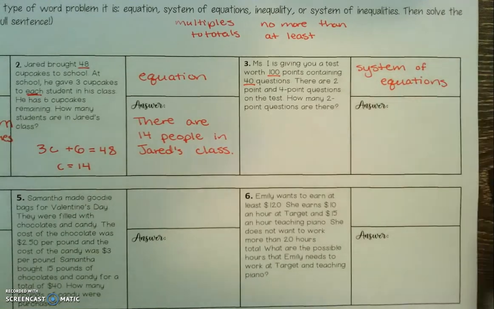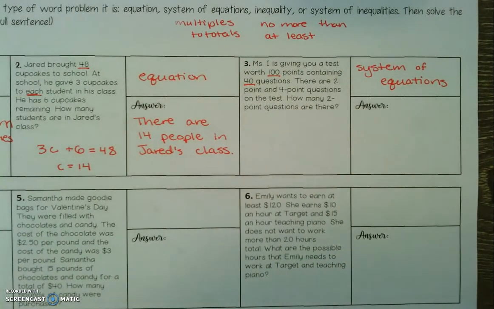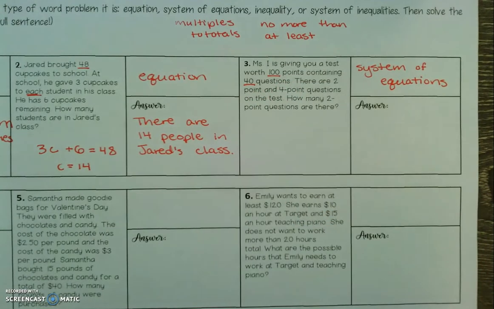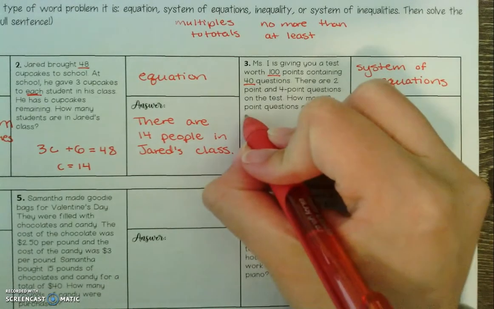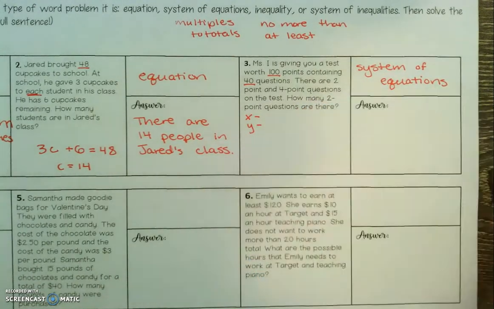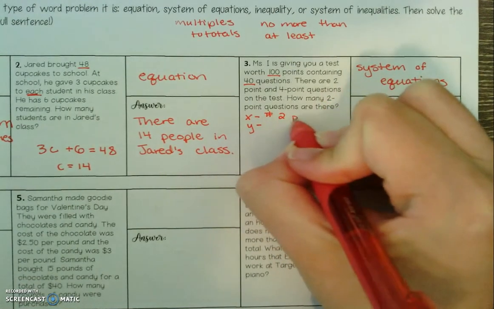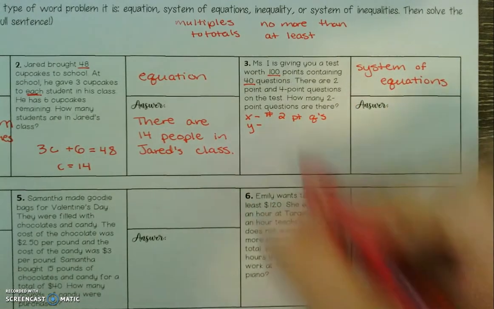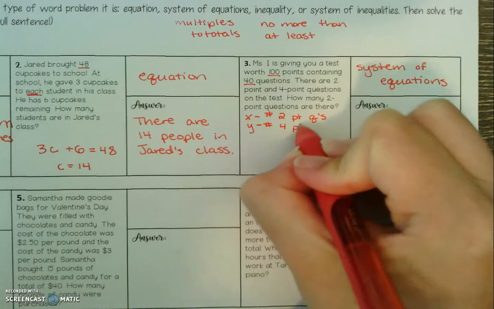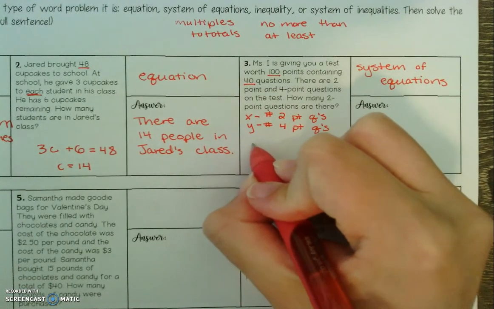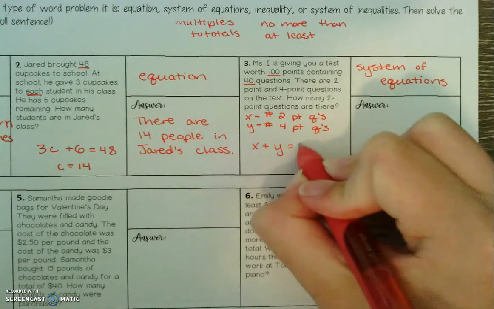When we write systems of equations, remember that means that we're going to write 2 different equations. The 2 different equations are going to come from our number of points for one equation and our number of questions for the other. It's important to define our variables. That way we can make sure we're answering the question fully. X, I'm going to say, are the number of 2-point questions. And Y is going to stand for the number of 4-point questions. Writing out my 2 equations now, we get the number of questions, so X plus Y, is equal to 40.